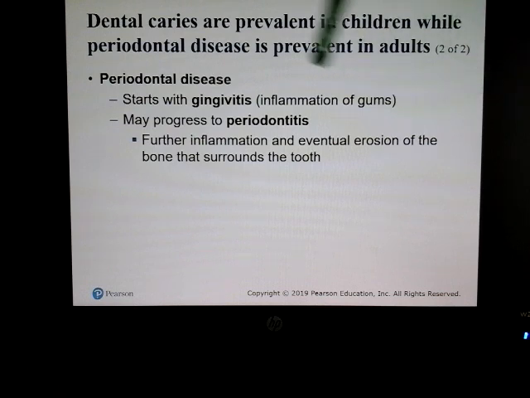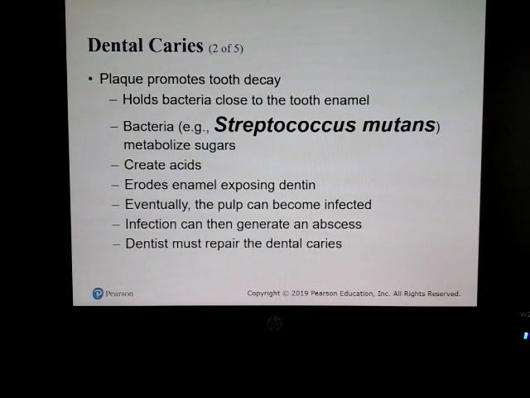So with periodontal disease, guys, it starts with what's known as gingivitis. Gingivitis, that's inflammation of the gum. Now, if you don't get the gingivitis under control, it leads to periodontitis. And basically what happens there, you keep getting inflamed gums, erosion of the bone surrounding the tooth, pockets form, and it can be very painful, and your teeth can fall out.